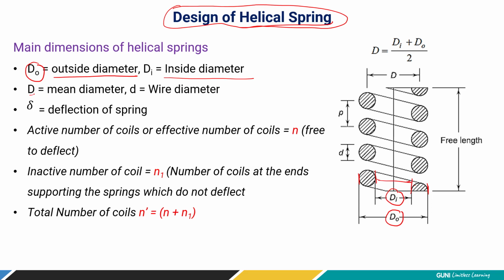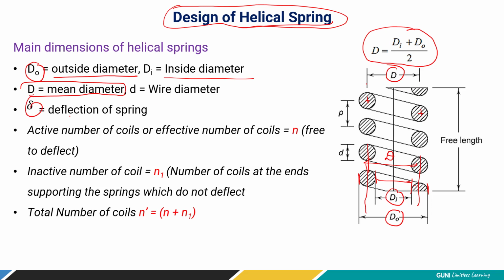Now what is mean diameter? This is very important, as discussed earlier. Mean diameter means from the center of the wire coil to the other one. So it is simply the average of inside and outside diameter. When you take an average, it is going to give this, so this average is simply the mean diameter, capital D. It is shown over here.